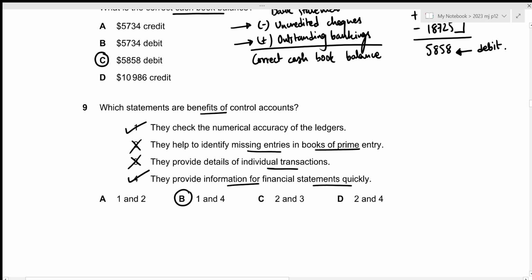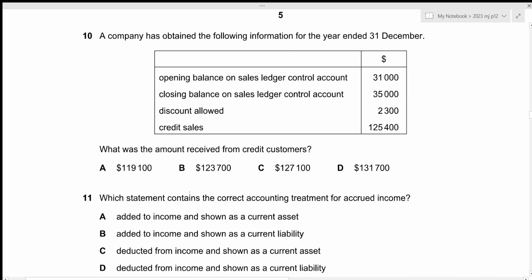Let's move towards the 10th question. A company has obtained the following information for the year ended 31st December. We're given the opening balance on sales ledger control account, closing balance, discount allowed, and credit sales. We just need to figure out the amount received from credit customers. So we can just prepare our sales ledger control account. Let's start with the opening balance. It goes on the debit side. So that's 31,000.